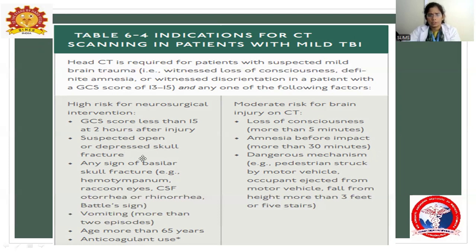Suspected open or depressed skull fracture, any sign of basilar skull fracture, for example hemotympanum, raccoon eyes, CSF otorrhea, rhinorrhea, Battle sign, etc. Vomiting more than 2 episodes, age more than 65 years, because these patients are more prone to develop head injury. Anticoagulant use, because there is a risk of bleeding. Moderate risk of brain injury on CT includes loss of consciousness more than 5 minutes, amnesia before impact that is more than 30 minutes, dangerous mechanism, for example pedestrian struck by motor vehicle, occupant ejected from motor vehicle, fall from height more than 3 feet or stairs. So if there is any high risk and moderate risk, we have listed the examples also. In these cases, we will do CT in mild traumatic brain injury patients.